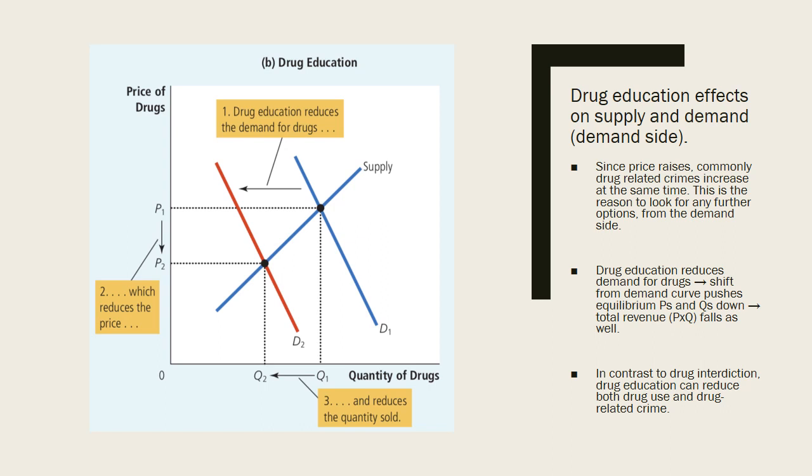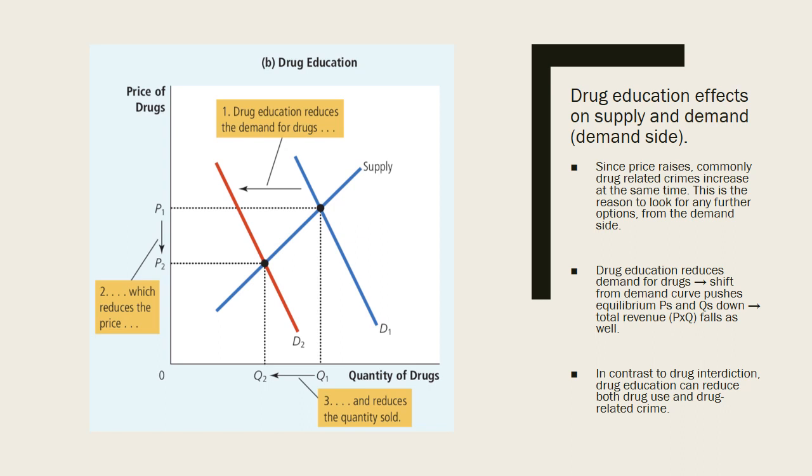Well, drug education reduces demand for drugs. So, this causes a shift of the demand curve and it pushes equilibrium prices and equilibrium quantities down, both of them. So, the total revenue of the drug market, per se, falls as well. So this looks better in different ways. From one side, we have a reduced quantity of drugs in the country. So there's actually less drugs in the country, and from the other side, prices fall as well.